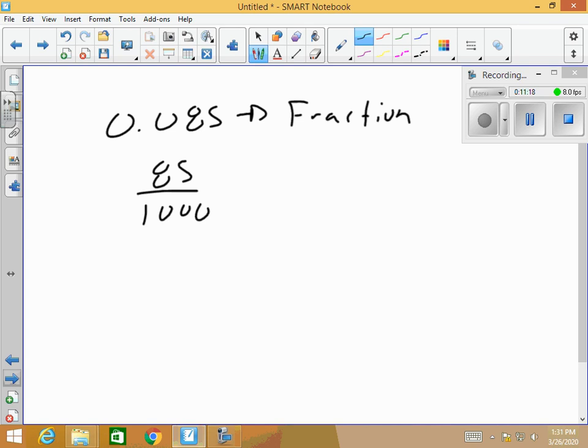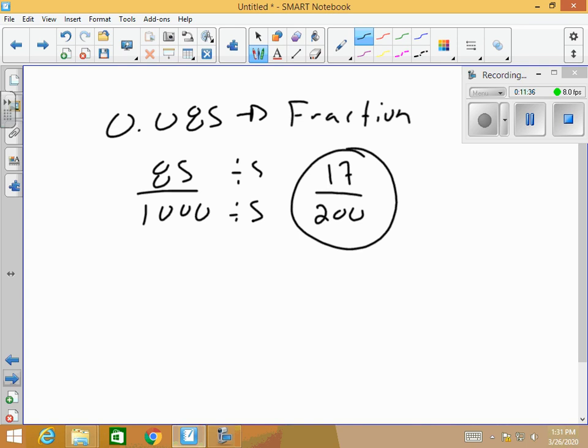And the funny thing about it is, you think, oh, this will reduce forever. It ends in 5 and 0. Try that 5. Take it out of the top, take it out of the bottom. Take it out of the bottom, it's fairly simple. You get 200. Take it out of the top, you actually end up getting 17. And 17 is prime, which means unless 200 is a multiple of 17, it's reduced as well.